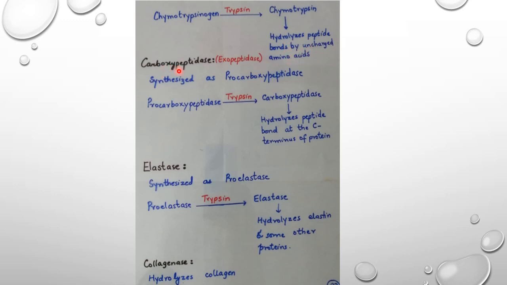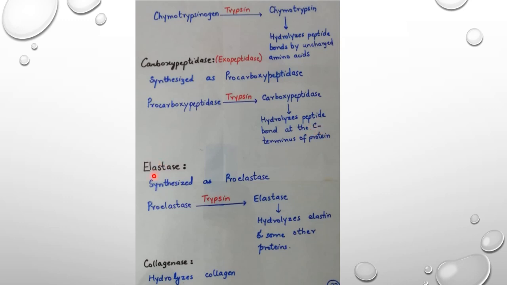Then carboxypeptidase is another proteolytic enzyme which is found in pancreatic juice, and this is an exopeptidase, which means that it cuts proteins from the termini of proteins. It is synthesized as its inactive precursor, which is called procarboxypeptidase. In the presence of trypsin, this is converted into carboxypeptidase, and it becomes active, and now it can hydrolyze peptide bonds present at the C terminus of the protein. The C terminus contains the carboxylic acid group of the amino acid.